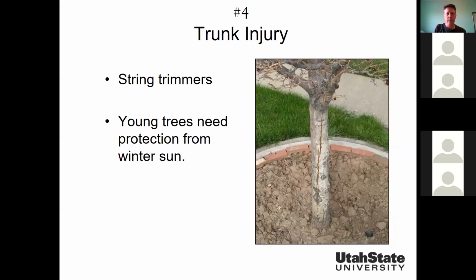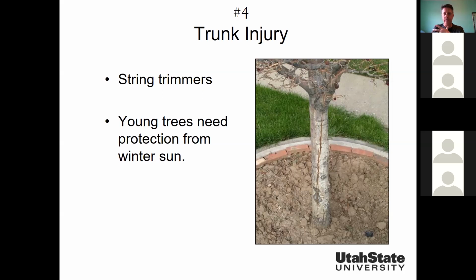Another big common problem we see is trunk injuries from string trimmers, or in this case, winter sun injury. You see there's some bleaching here, and there's this crack, and this is why fruit trees are painted white, and why for young trees especially, we recommend putting on some sort of white reflective wrap or paint to keep the winter sun off of them. We also call it southwest winter injury, because it happens on the southwest side where the sun is the strongest, where the bark underneath that part of the tree comes out of dormancy.